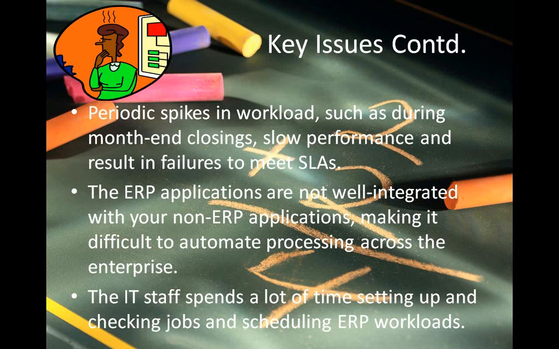Probably you see that the ERP job is successful, but the non-ERP job is not picking up the file, and probably half of the file has reached the bank. What happens? Actually, we have inconsistency in data, and probably the IT staff will be spending a lot of time actually checking the jobs, and definitely the ERP workload.